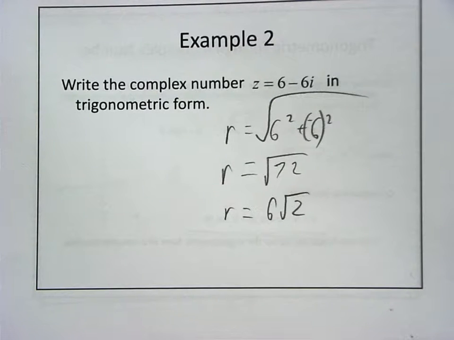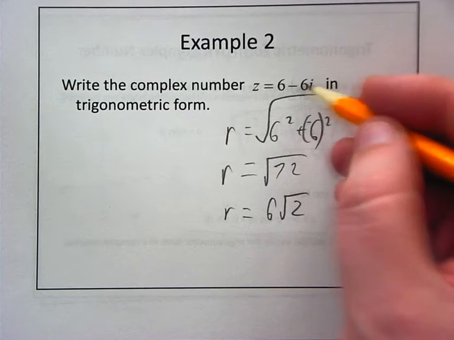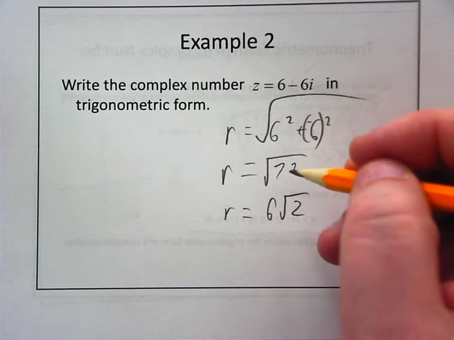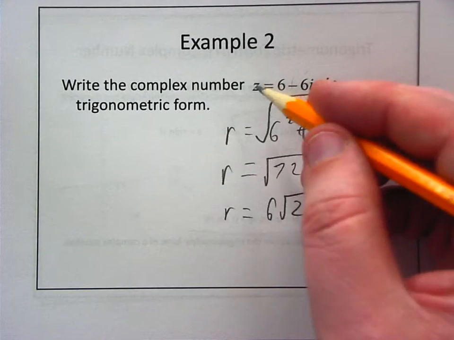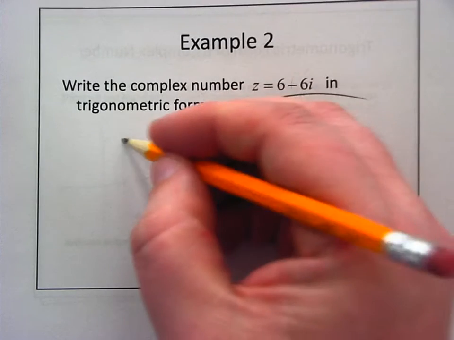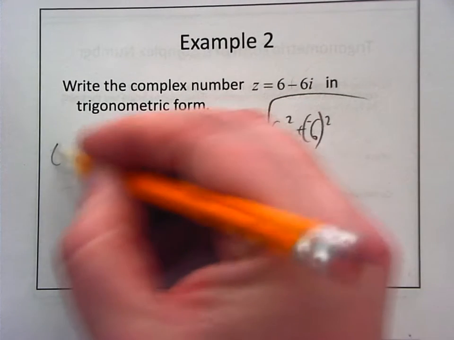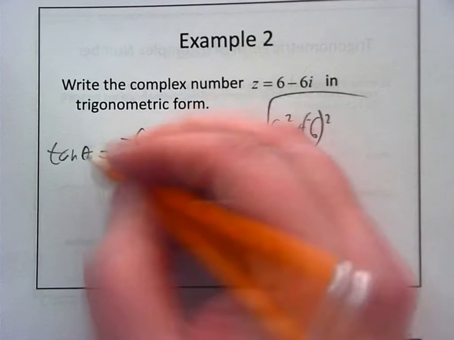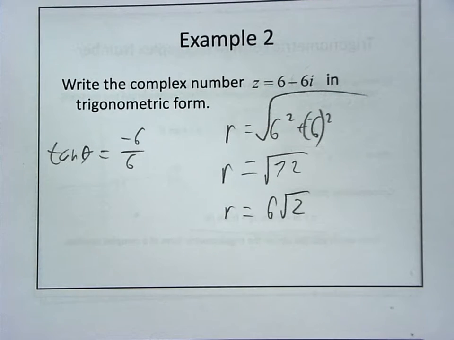What else do I need to find? The angle. How? Yeah, take rise over run. In other words, the imaginary portion over the real portion. So that's negative 6 over 6 is your tangent. Now you don't need the calculator for this. That's just negative 1. When is tangent negative 1?